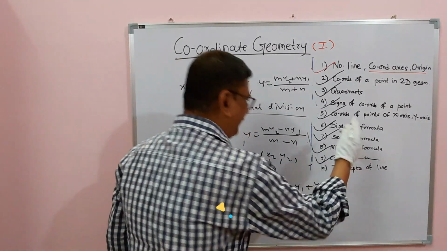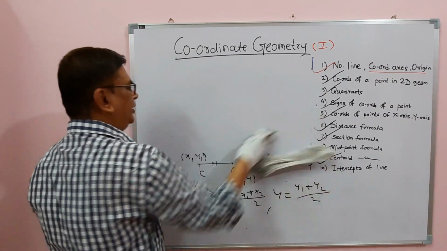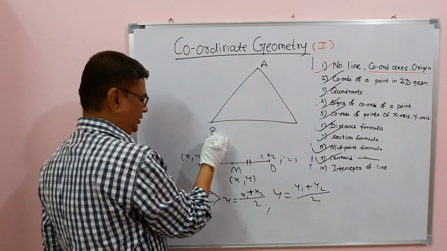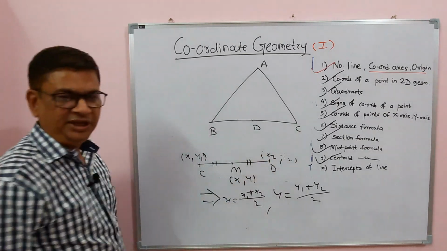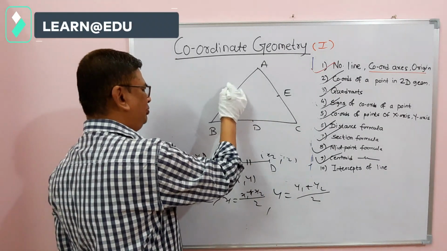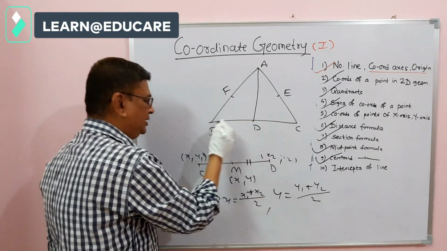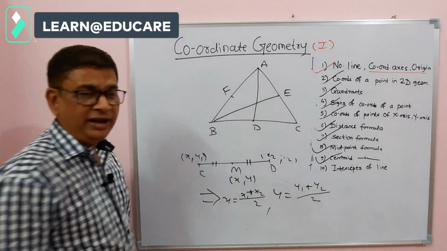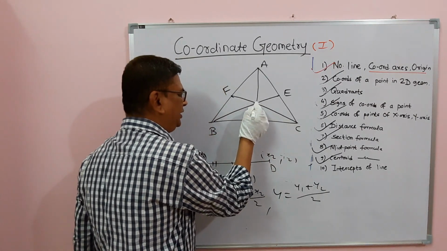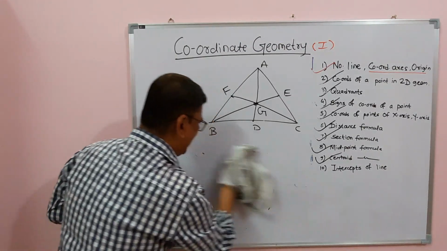Then there is the centroid formula. Centroid of a triangle, there is a concept called centroid, you know. In case of a triangle, it is the point of intersection of three medians. For example, this is triangle ABC. Suppose D is the midpoint of side BC, E is the midpoint of side AC, and suppose side AB has midpoint F. Then this AD is called a median, BE is another median. A triangle has three medians and they always pass through a single point. That point is called the centroid, denoted by capital G, as I have written in the figure.